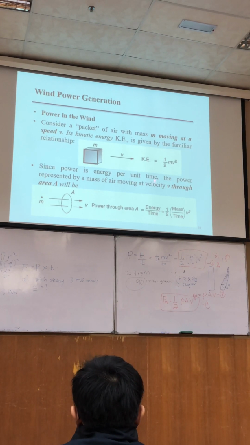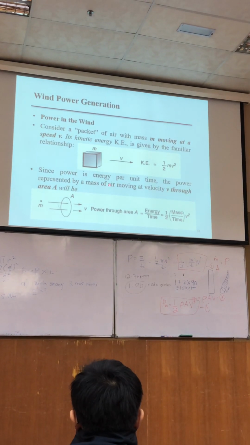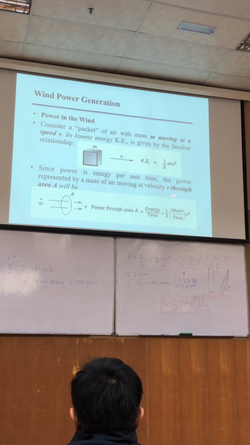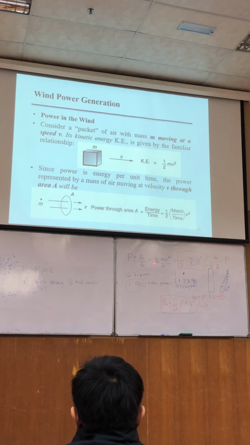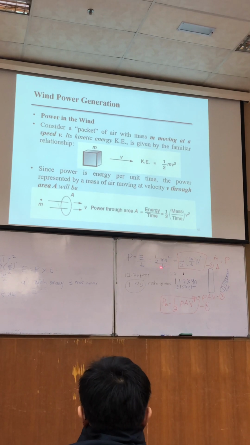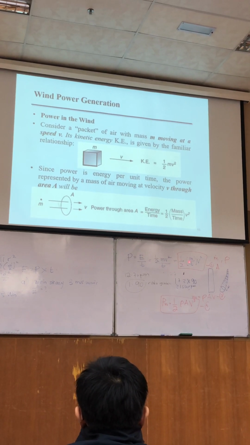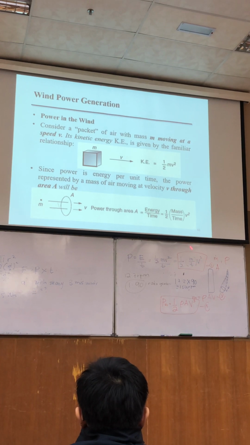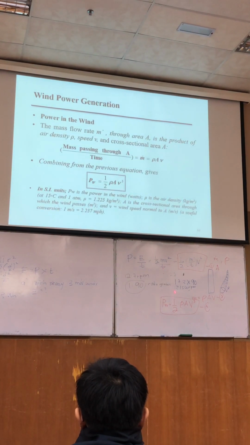Since the power is the energy per unit time, the power represented by a mass of air moving at velocity v through the area A is energy over time. We have kinetic energy, half mv squared, divided by time, and then we have half m over t multiplied by v squared. So from there we have equation number 1. Equation number 2.